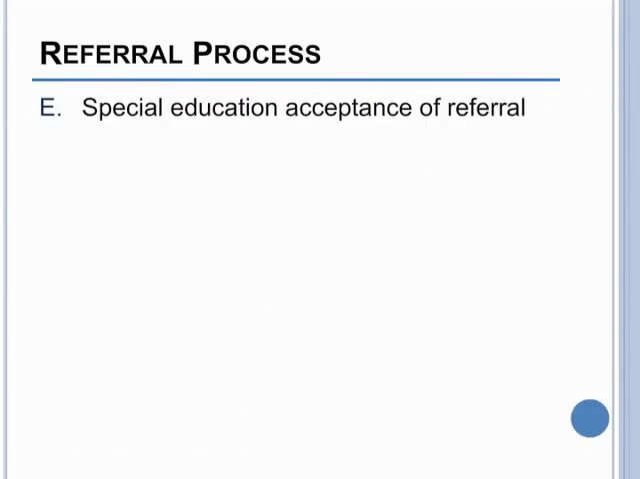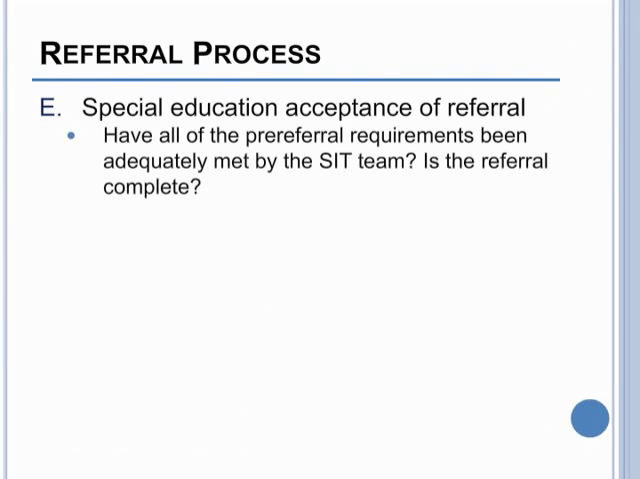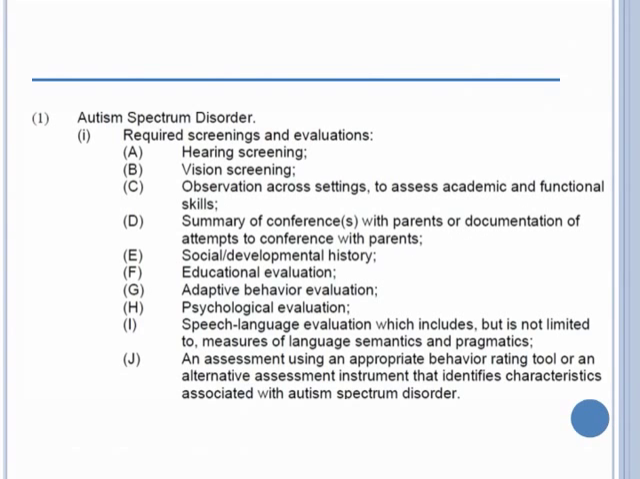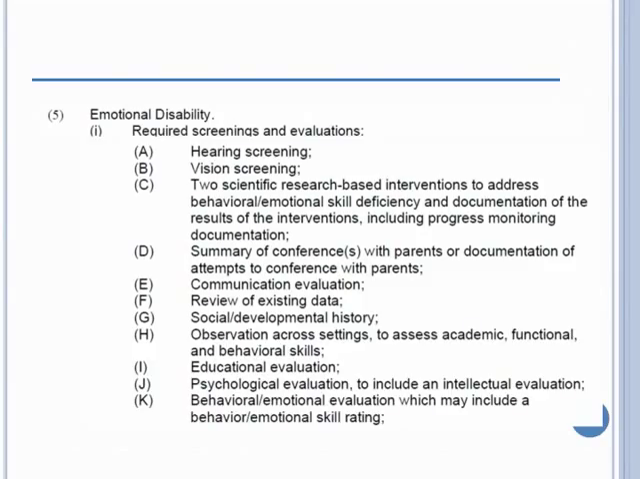Special education acceptance of referral: answer these questions. This is an example of the paperwork required during the referral process for autism and emotional disability. I wanted you to see the different forms that are used within the referral stages, so that you can see in the IEP process, depending on the disability, the paperwork can be different.